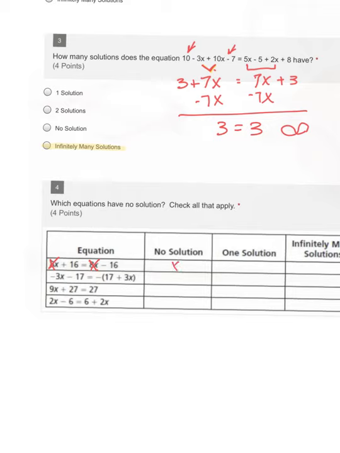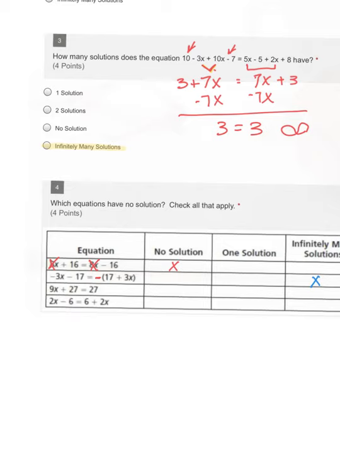For the next one, we have negative 3x minus 17, and on the right, you see that negative on the outside? I need to distribute that. That's a negative 1. So when I do that, I get negative 17 minus 3x. Again, these are the same. They're going to eliminate. When I add 3x to both sides, those are gone. And what am I left with? Negative 17 equals negative 17. That's a true statement. That's not no solution. That's infinitely many solutions. So that is not going to be part of our answer.